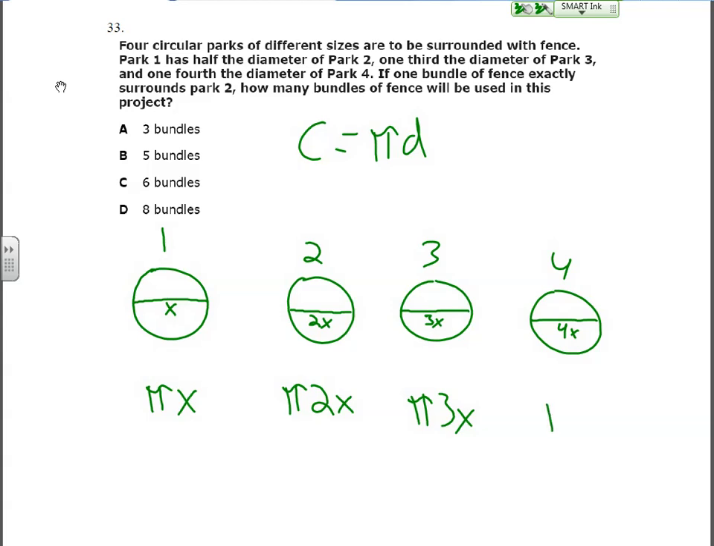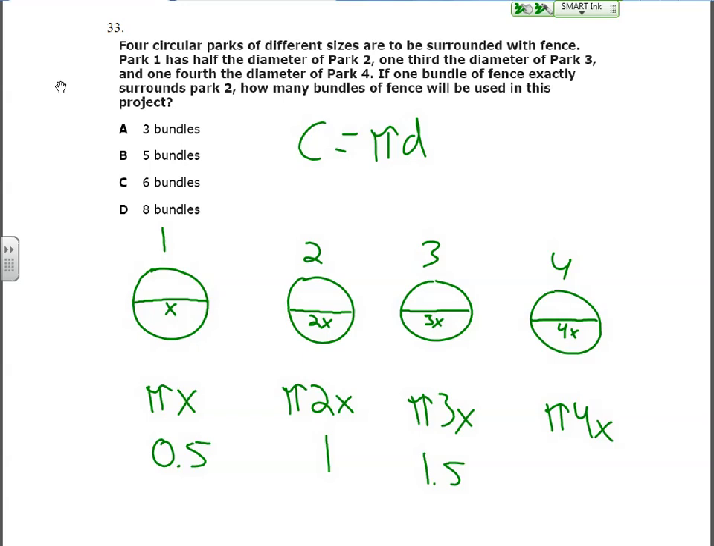Pi times 4x. So Linnea's strategy, because the way these are all written out, Park 1 is half of Park 2. So if this takes one bundle, this will take half of one. Park 3 is literally 3 times that. The only difference is that we're multiplying by 3 for the circumference of Park 3. So how many bundles will Park 3 take? 1.5. Park 4 is literally 4 times Park 1, because the only difference in their formulas for circumference is we're multiplying by 4. So how many bundles will that take?